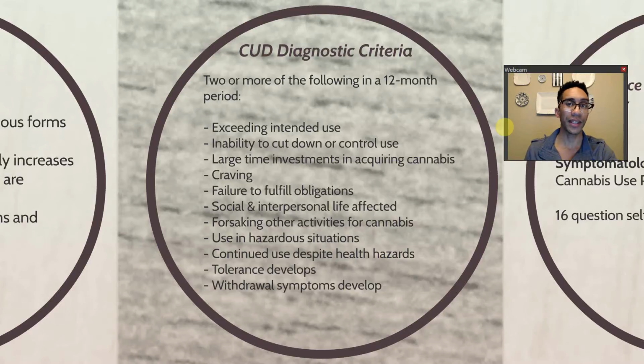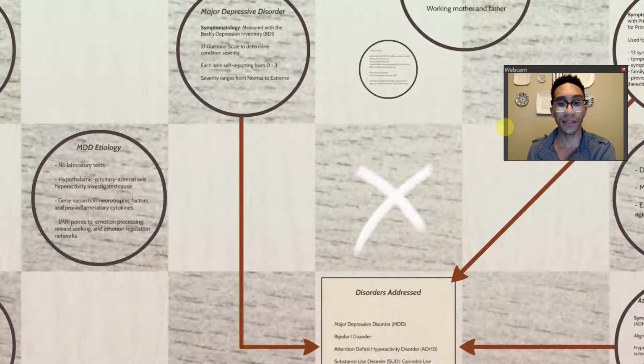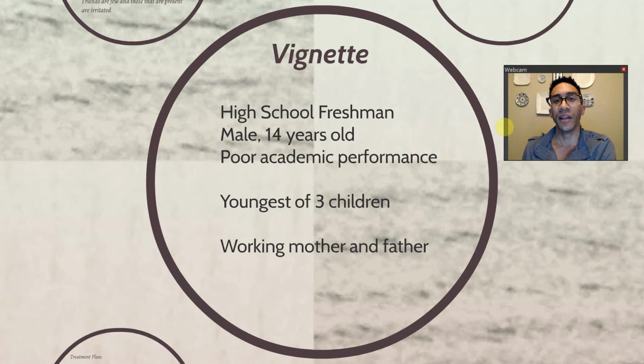Tolerance develops. Like I said, you need more than you used to. It probably means you have something that you need to address. And withdrawal symptoms develop. If you have not smoked in a little bit and you're feeling like you really need it because your heart's beating fast, you're sweating, or whatever the case may be, that might be considered a substance use disorder. So for the case vignette, like I said, I've chosen to address ADHD.